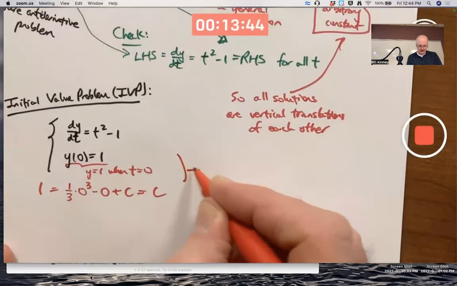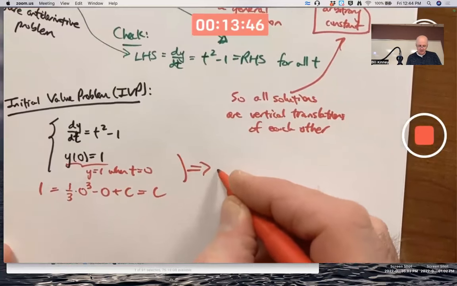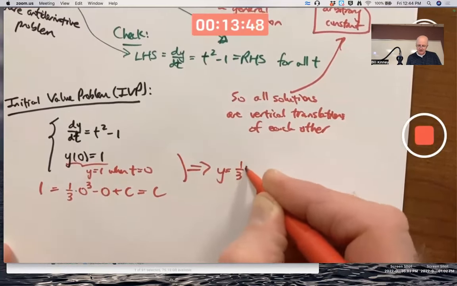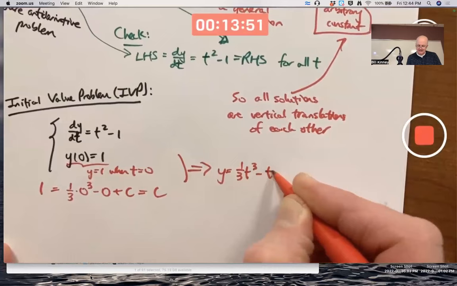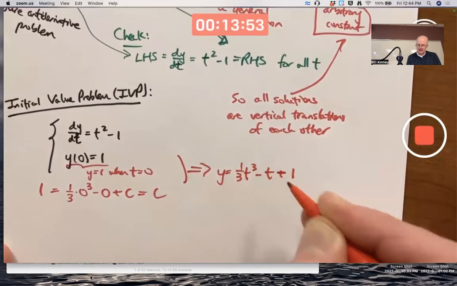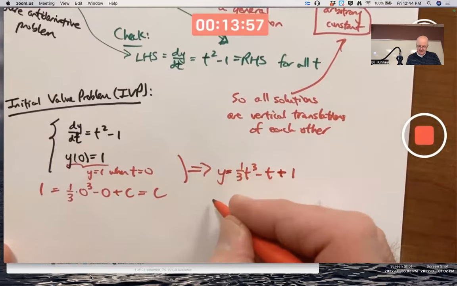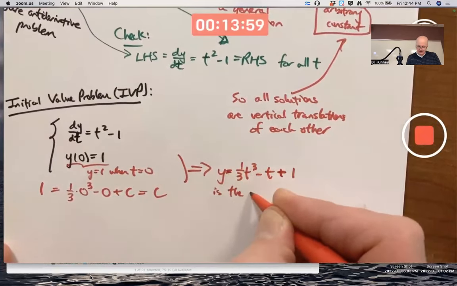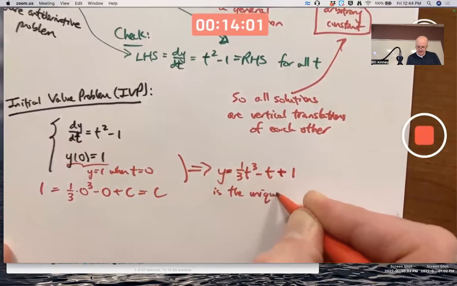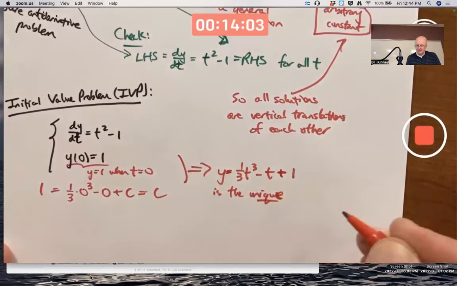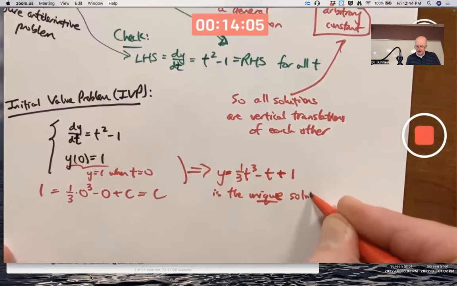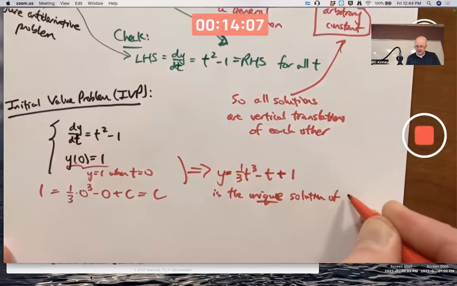And so I can say that y equals 1/3 t cubed minus t plus C, where C is 1. That is a single function. This is the unique solution of the IVP.